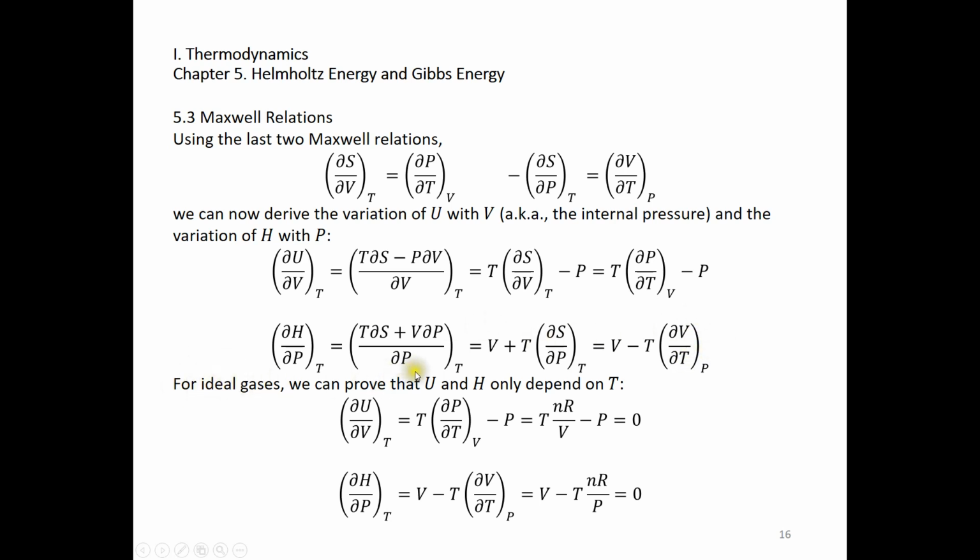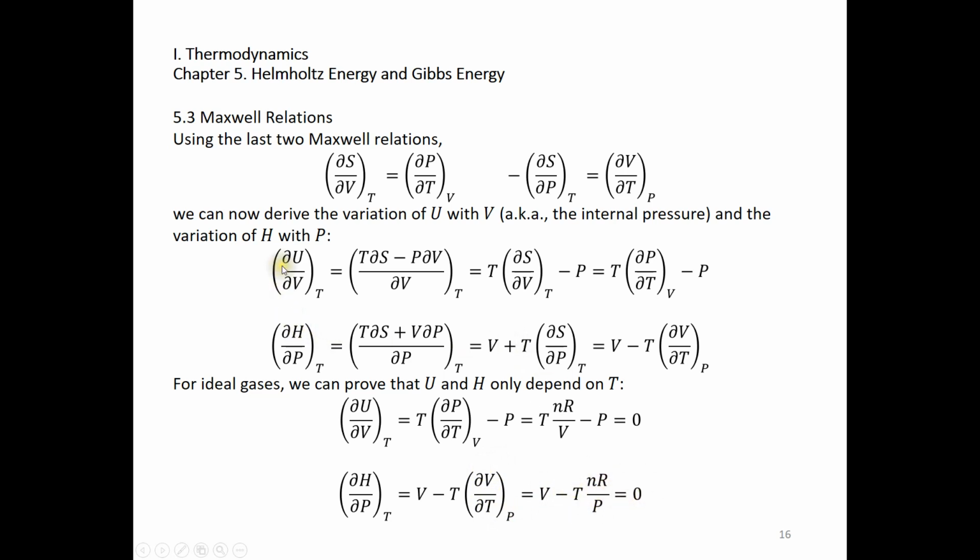Again, for an ideal gas, now we can prove that U and H only depend on temperature. Delta U over delta V at constant temperature is this: T times delta P over delta T minus P. Delta P over delta T is nR over V, and we have nRT over V, that's the pressure, minus pressure, that's 0. Delta H over delta P is just volume minus T times delta V over delta T at constant pressure. And over here, delta V over delta T at constant pressure is simply nR over P. So we have V minus nRT divided by P. This part is also V. We get 0 in the end.